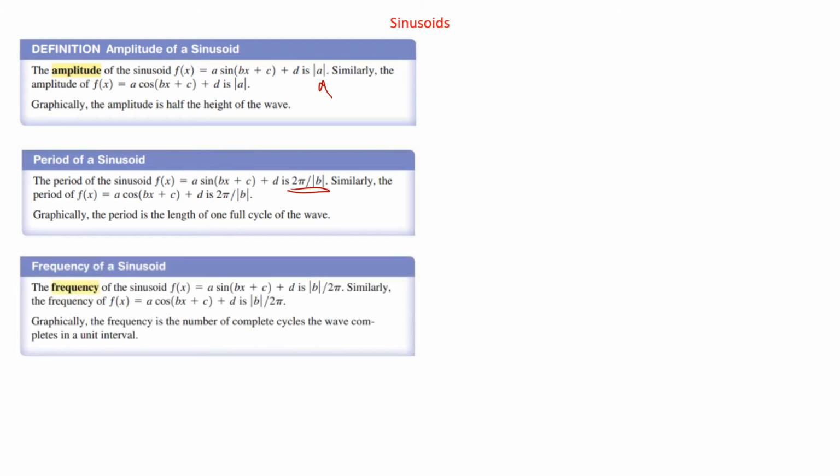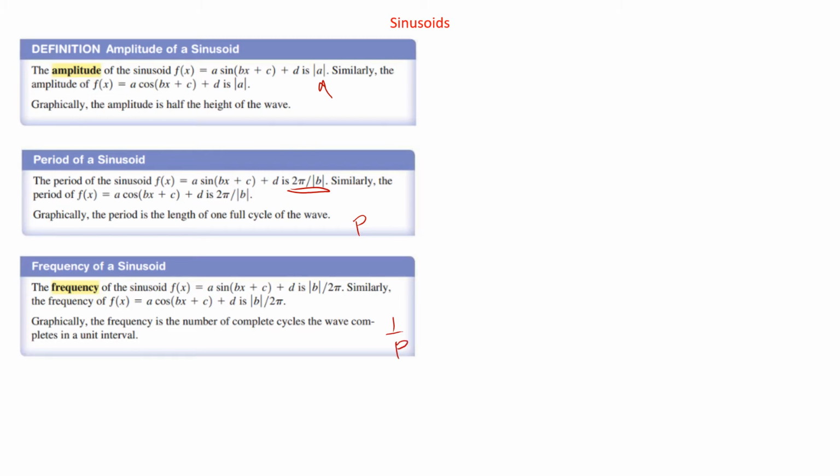The frequency of a sinusoid. Now, the frequency is how many cycles happen in one increment of time, or it's usually time. And so that's actually just the reciprocal of the period. If the period was p, the frequency will be 1 over p.